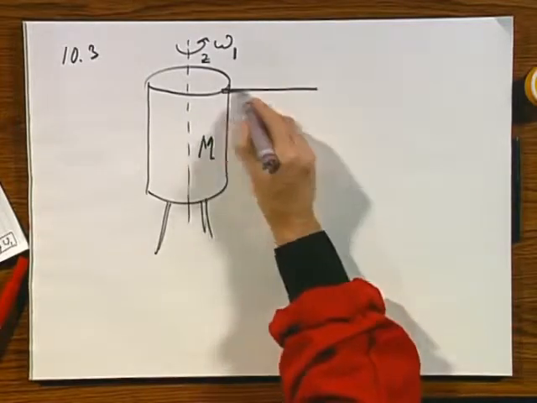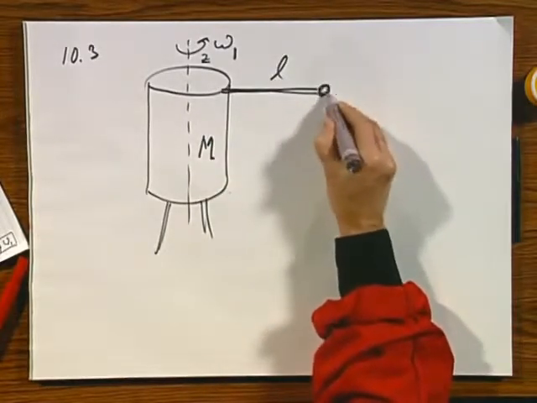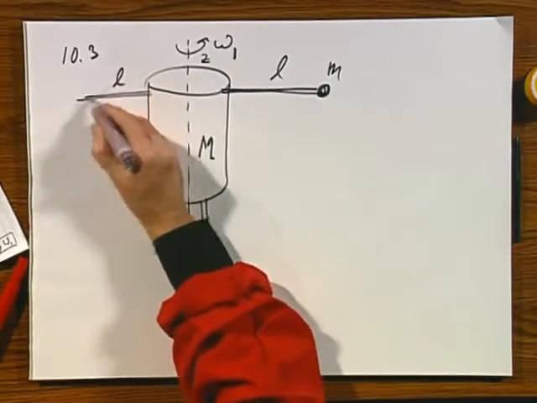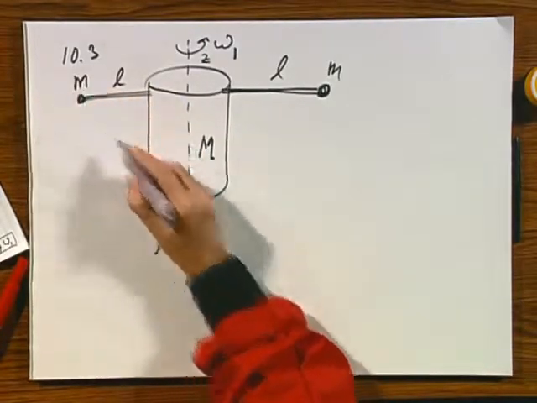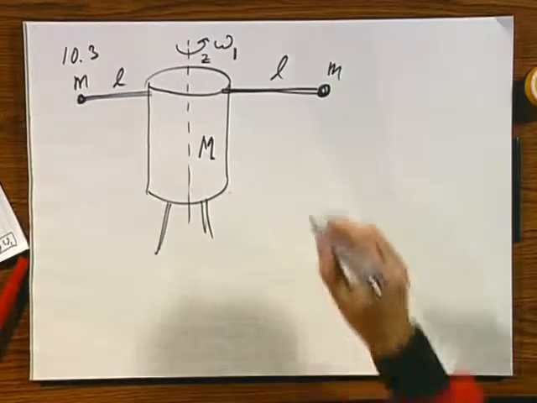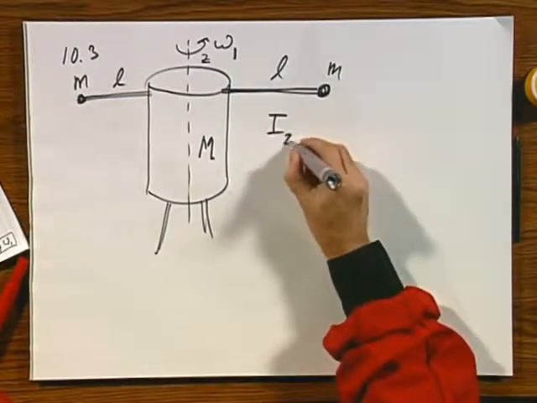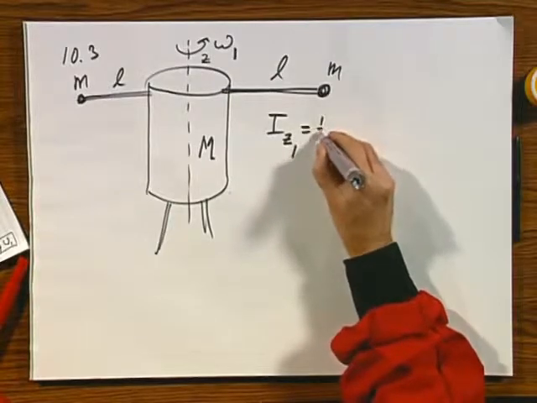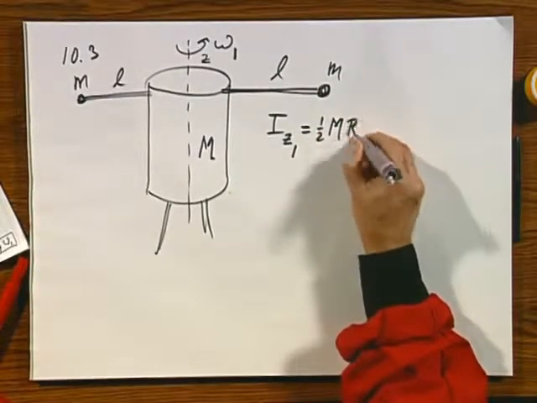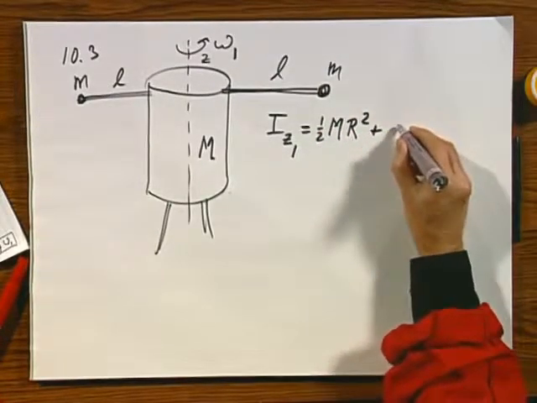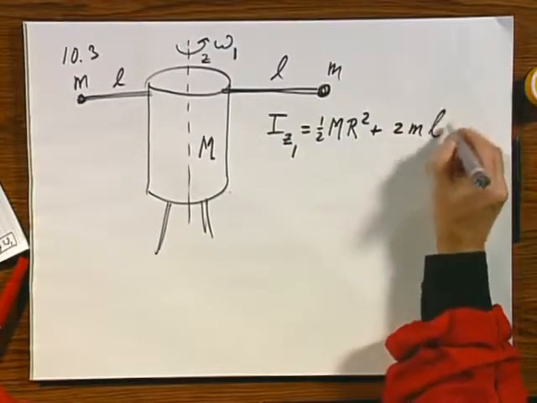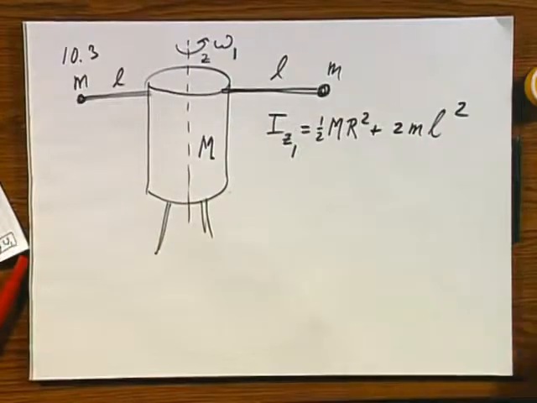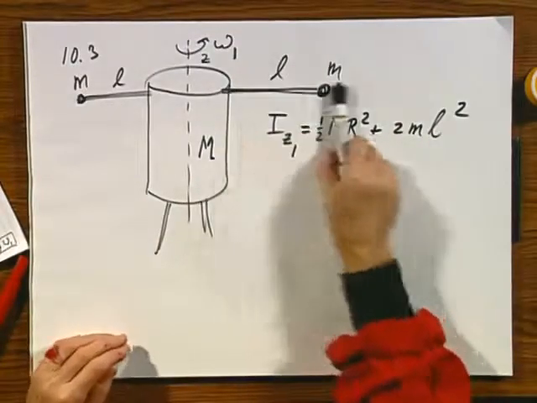And the person has arms, length L, and there is at each end a mass m. L, and here is a mass m. The moment of inertia about the axis Z in position 1 equals 1/2 mr squared, which is the moment of inertia of the cylinder, plus 2ml squared, whereby this is obviously the additional moment of inertia due to these two arms.